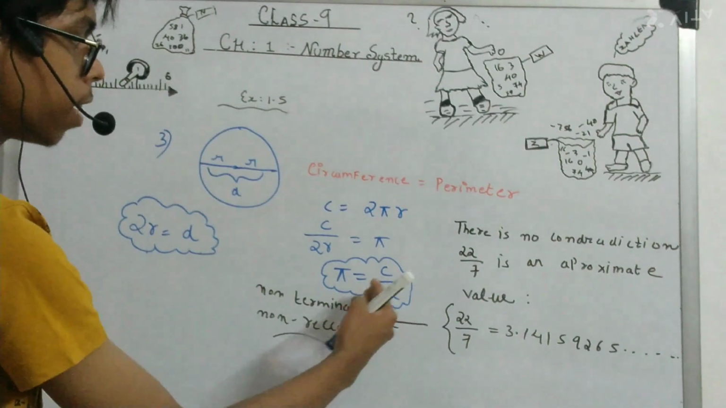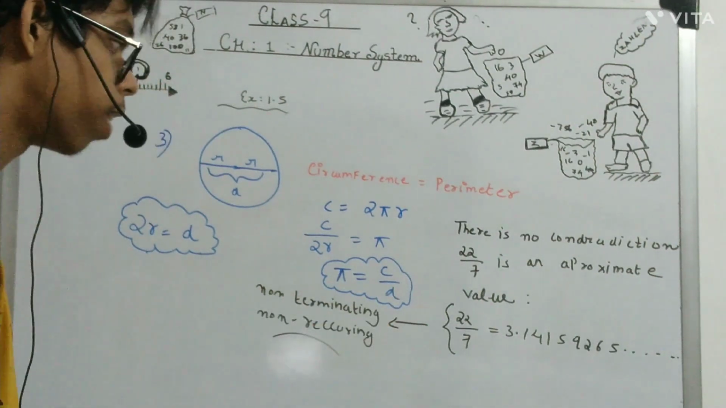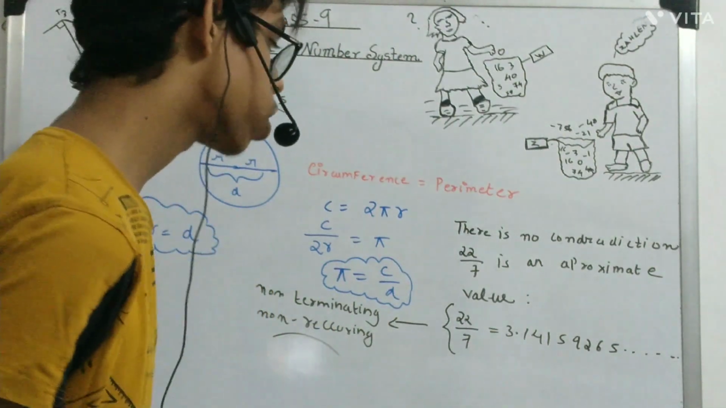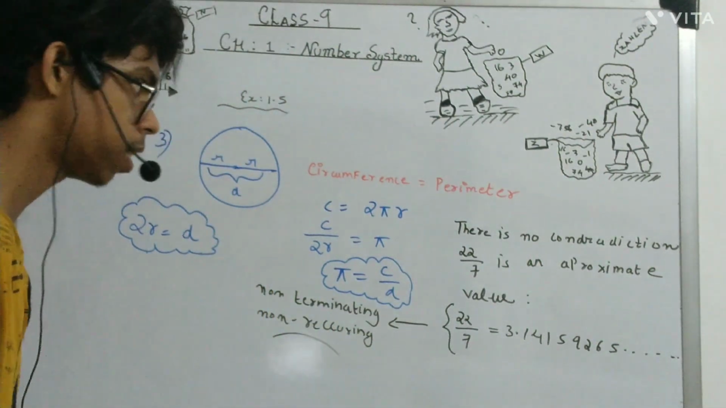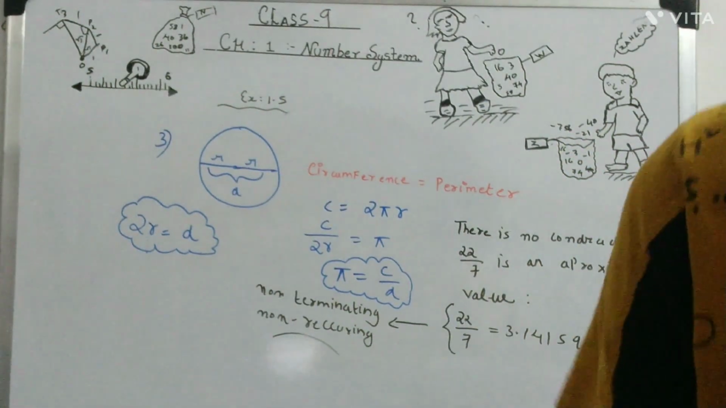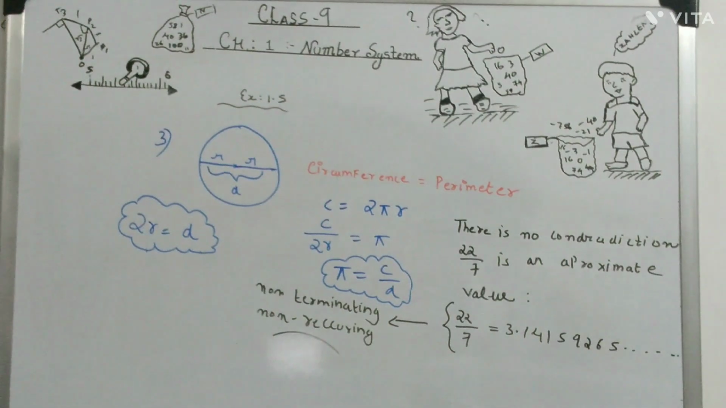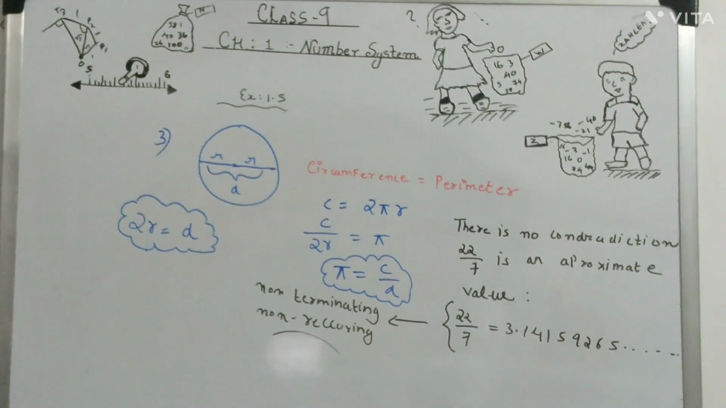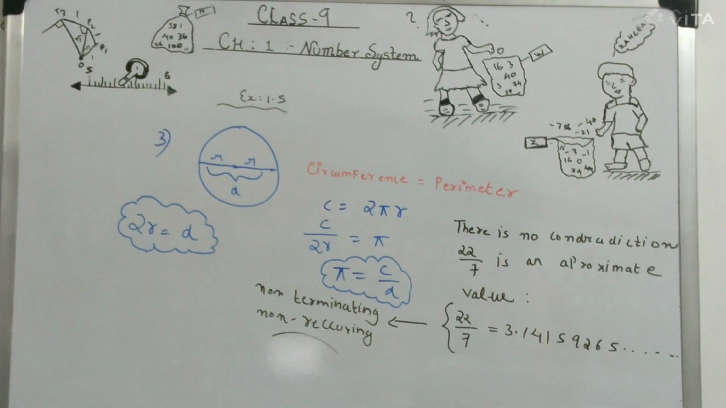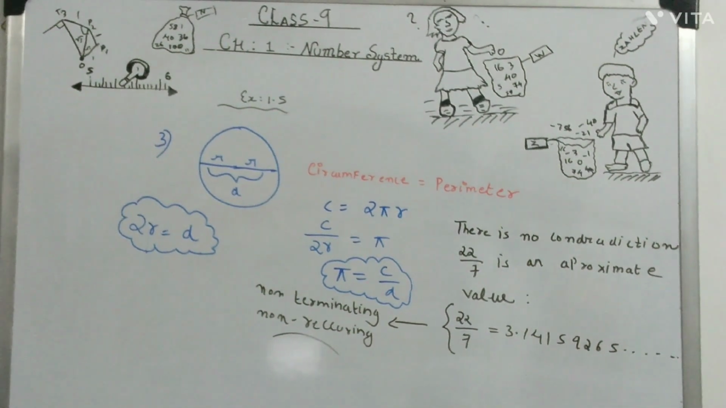That is the reason why we say pi is irrational, even though pi is equal to circumference by diameter. When we do the decimal expansion, we get a non-terminating, non-recurring decimal expansion. So definitely it will be an irrational number. So you can write, there is no contradiction. 22 by 7 is an approximate value. When we do the value, we will get the non-terminating, non-recurring decimal expansion which goes up to millions and trillions of places. So definitely pi is an irrational number. I hope I am clear.